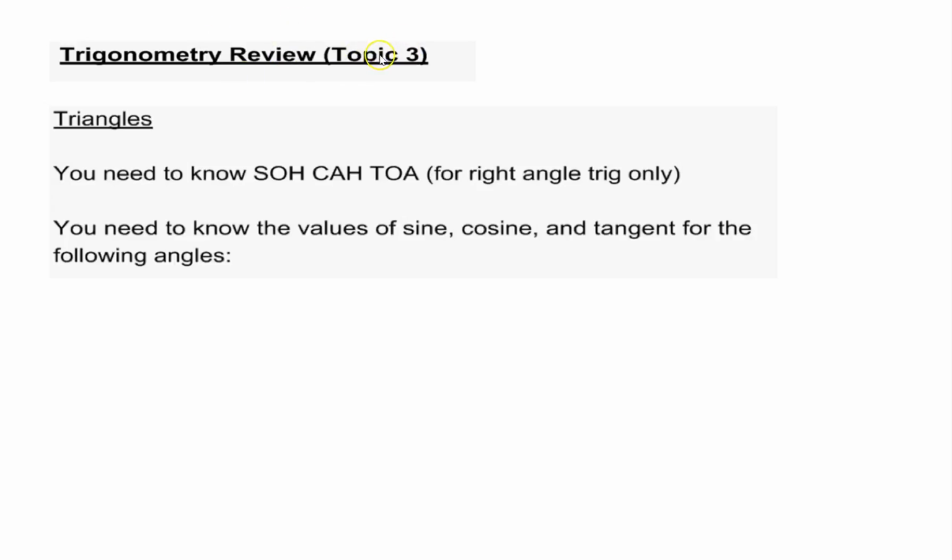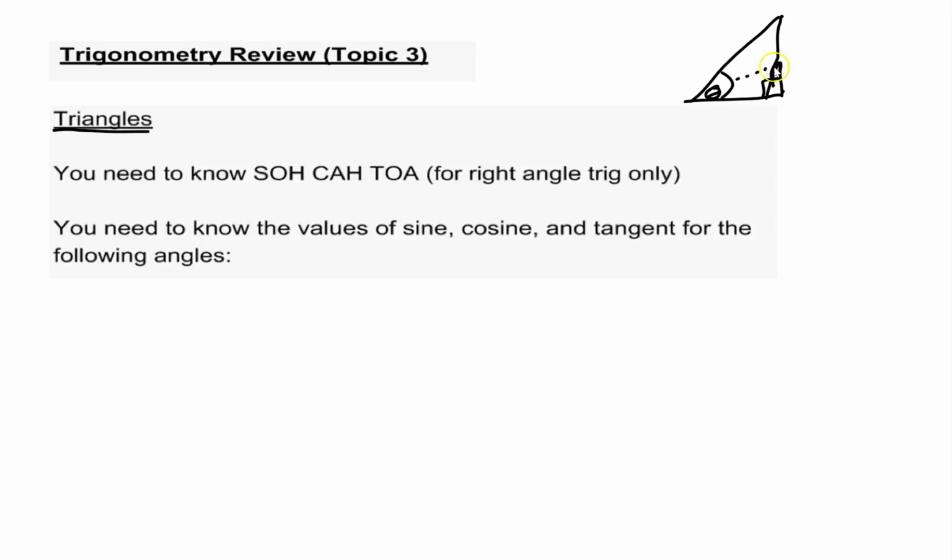Trigonometry review, topic 3. Topic 3 is all about circular functions, circles, triangles, stuff like that. First step, note our basic triangles. The first thing you need to know is SOHCAHTOA. This only works for right triangles, but if you have a right triangle, it's supposed to be a right triangle. There we go. This is your angle.